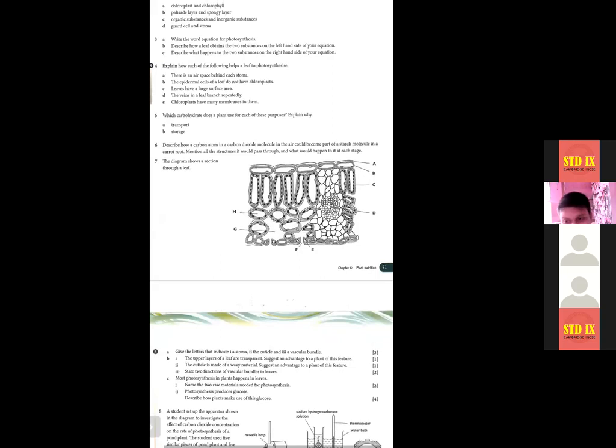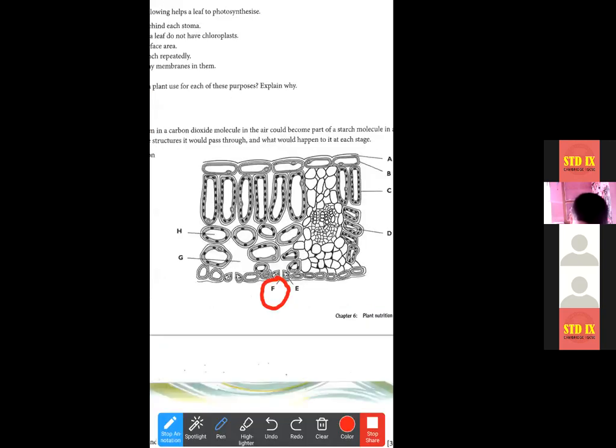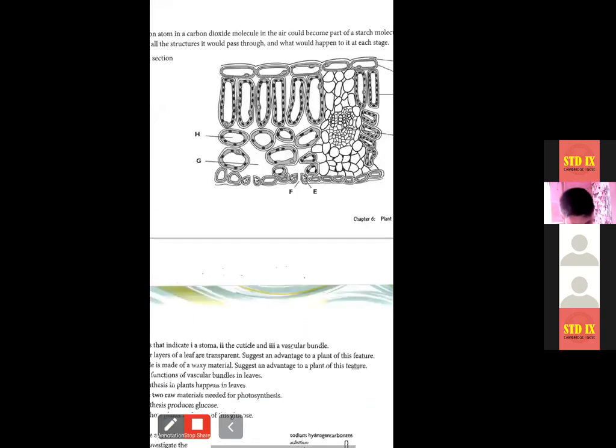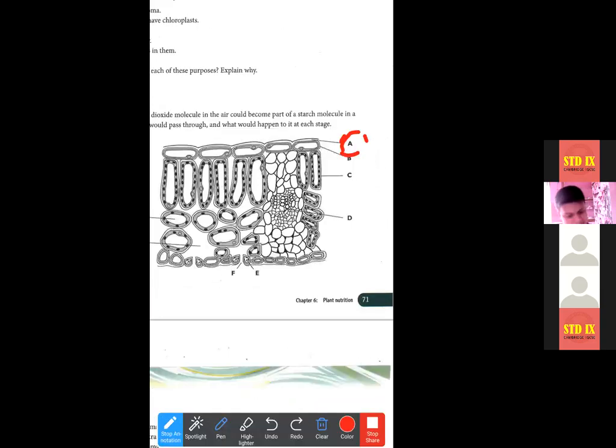E is a guard cell. Next, number 2, the cuticle. The letter A is indicating the cuticle, the layer just above the epidermis cells. Yes, A is indicating the cuticle.